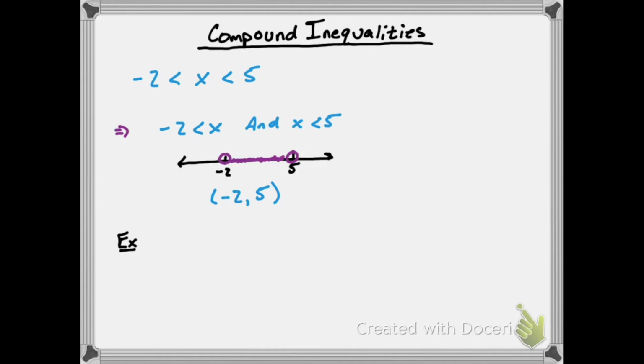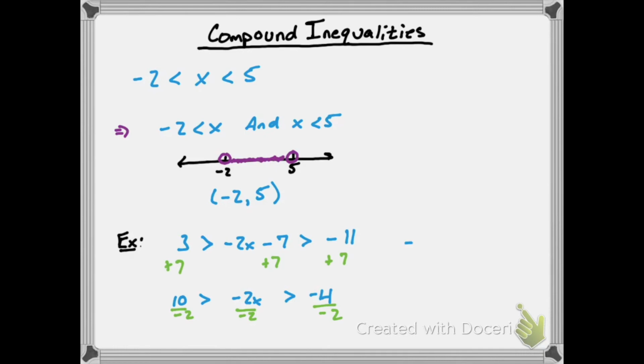A more complex example, we have 3 is greater than -2x minus 7 is greater than -11. We'll solve normally, but this time we'll add 7 to all sides of the inequality, giving us 10 is greater than -2x is greater than -4. Divide all sides again by -2, and because we divided by a negative, we have to flip the inequality signs, so we'll end up with -5 is less than x is less than 2.